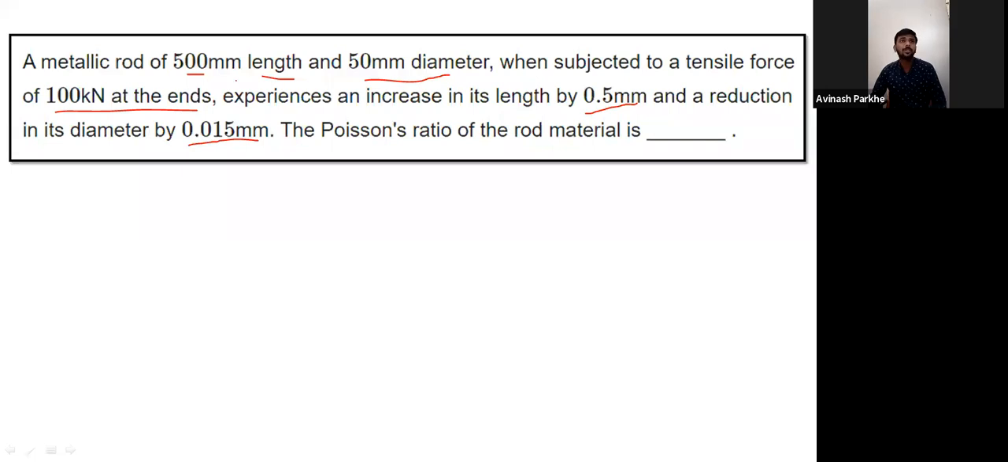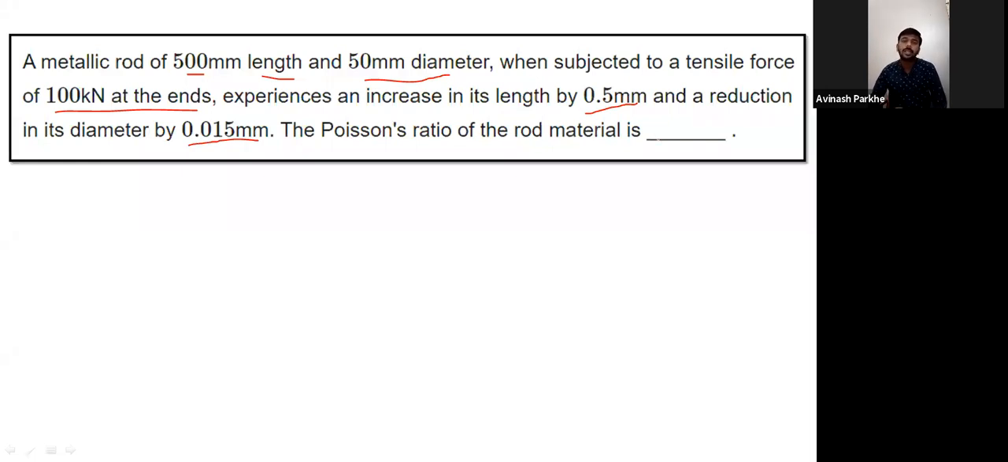Whatever length is provided here, that length is along the direction of force. The force is applied in the direction of length, not in the direction of diameter. So one parameter increases, that is length, and on the other side there is a decrease in diameter, given as 0.015 mm. The Poisson's ratio of the rod material is?